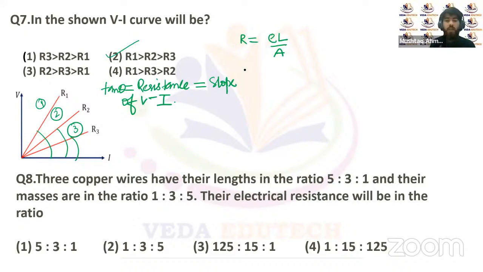Now we have to calculate. We have been given the ratio of their lengths, that's 5:3:1.